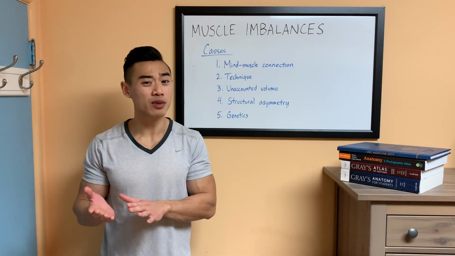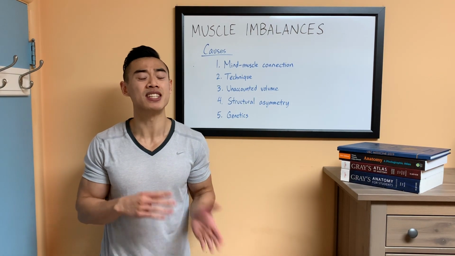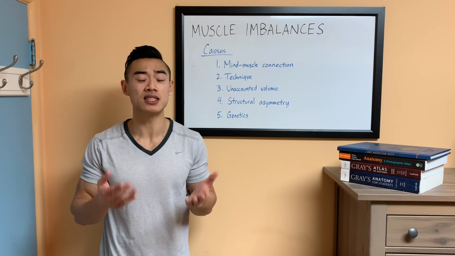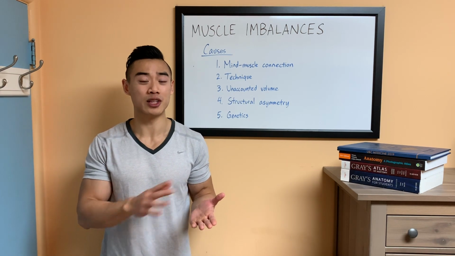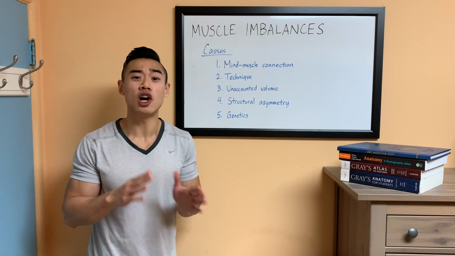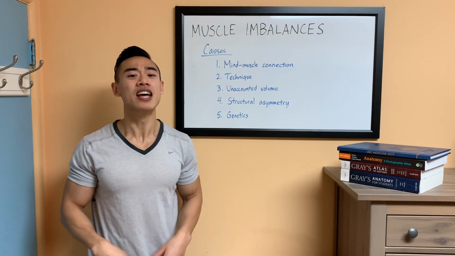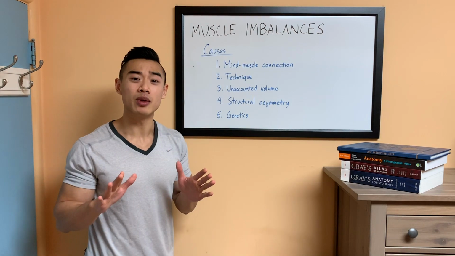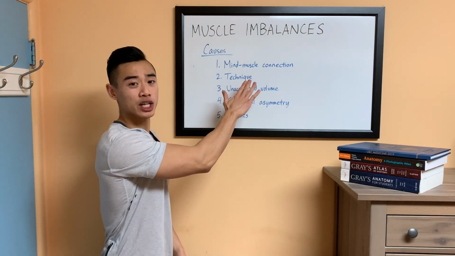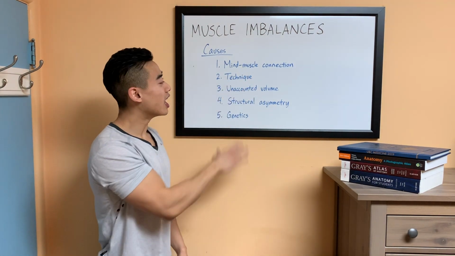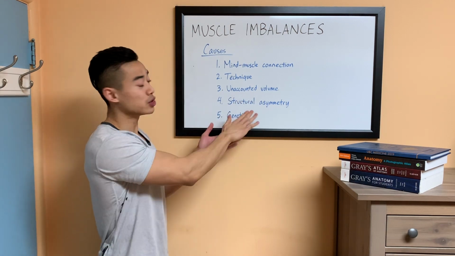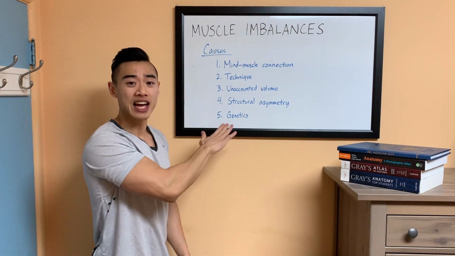I think uneven muscles and how to address them is an interesting topic in bodybuilding, and it's something that I wondered about earlier on in my training. Today we're going to talk about 5 reasons why you might have muscle imbalances and how to address them. Namely, we're going to talk about mind-muscle connection, technique, unaccounted volume, structural asymmetries, and lastly, genetics.